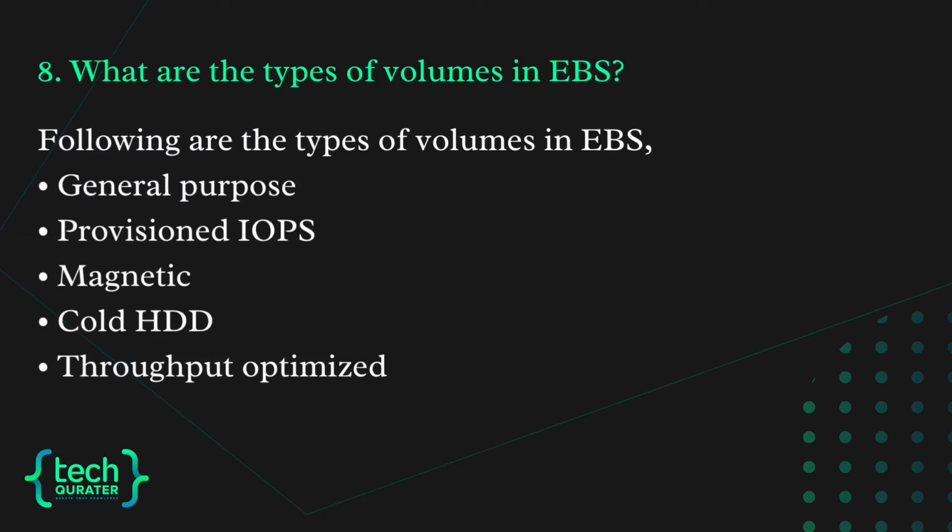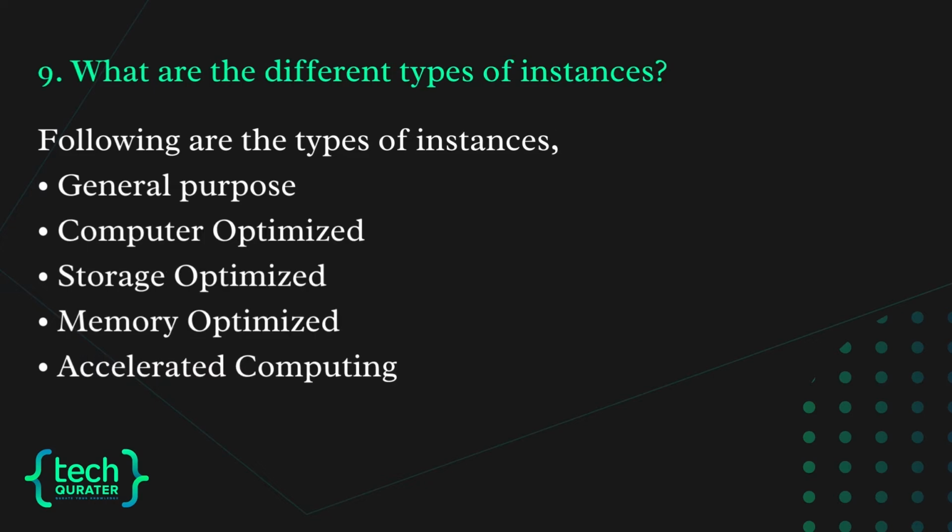What are the types of volumes in EBS? Following are the types of volumes in EBS. General purpose, provisioned IOPS, magnetic, cold HDD, and throughput optimized. What are the different types of instances? Following are the types of instances. General purpose, compute optimized, storage optimized, memory optimized, and accelerated computing.